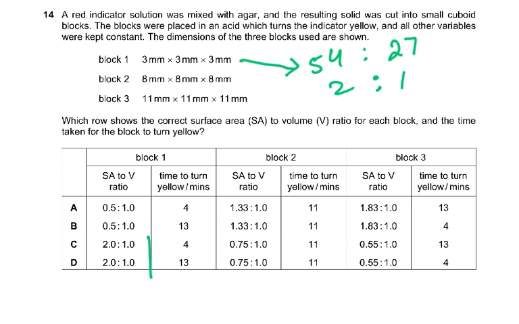Now as the size increases, the surface area to volume ratio is decreasing. What is changing is the time to turn color. So you can see the larger the surface area to volume ratio, the less time it should take. So question number 14, the answer was C. As the surface area to volume ratio is decreasing, the time taken will increase.